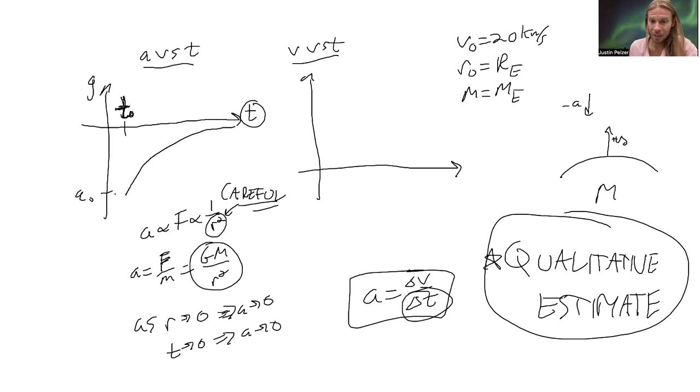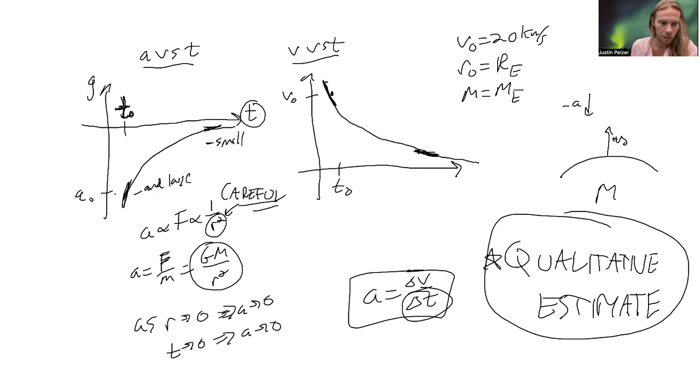So, what we do know is this. So here the slope is negative and large. So here velocity is positive, some initial velocity at some initial time, and it's going to decrease. And we have a negative large slope. Here we have a negative small slope. So what does the velocity do?